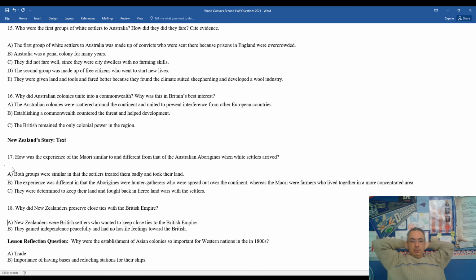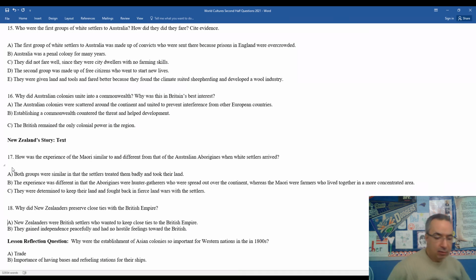Both groups were similar in that settlers treated them poorly and took away their land. The experience was different in that the Aborigines were hunters and gatherers who spread out over the continent, where the Maori were farmers who lived together in more concentrated areas. In both cases, they were determined to keep their land and fought back in fierce land wars with settlers.